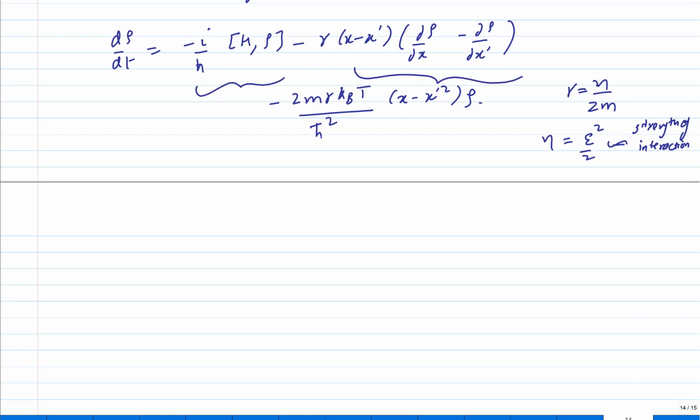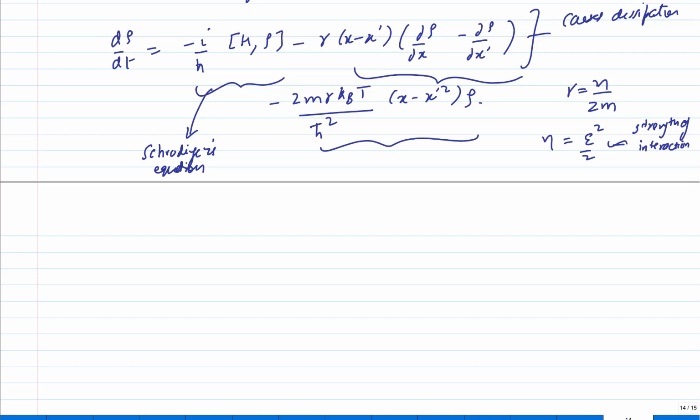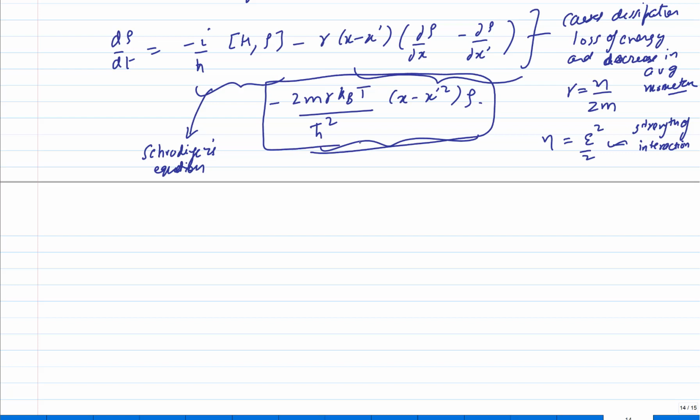So you can notice already three parts to this. This is your normal von Neumann evolution from the Schrodinger equation. The second term causes dissipation, loss of energy, and decrease in momentum, average momentum. This third term is related to fluctuations or random kicks. This is sort of the Brownian random kicks. Now just look at this term.